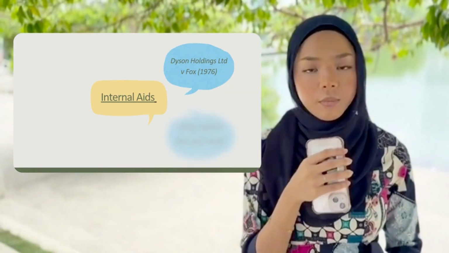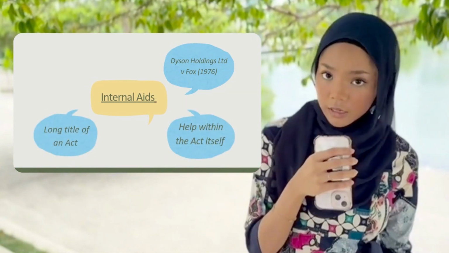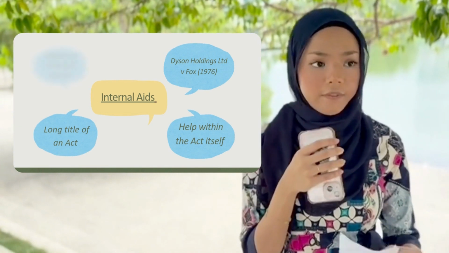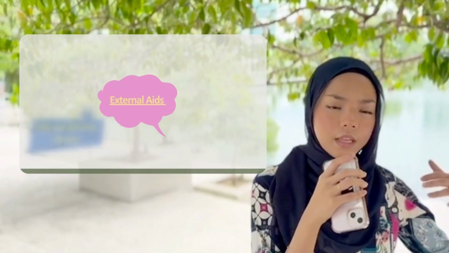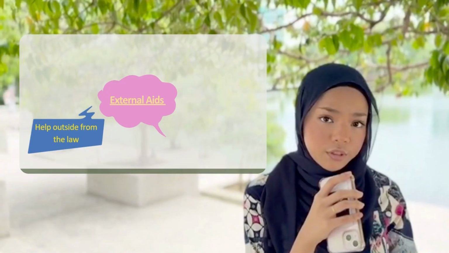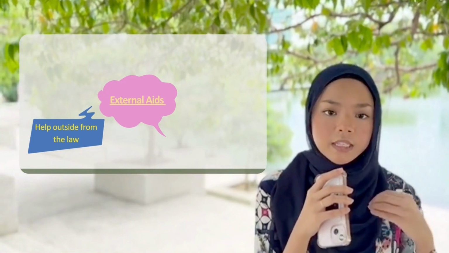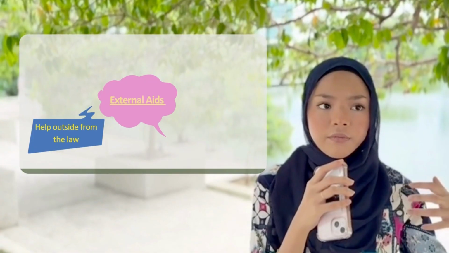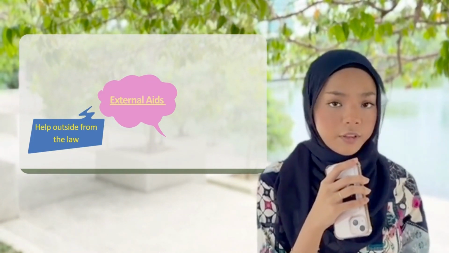Internal aids are help within the law, for example, the long title of an act, explanatory notes, and the definitions of a section within the act. External aids are help from outside of the law. For example, there are rules for interpretation as external aids, because this gives the courts more assistance and is very beneficial for the courts to use.